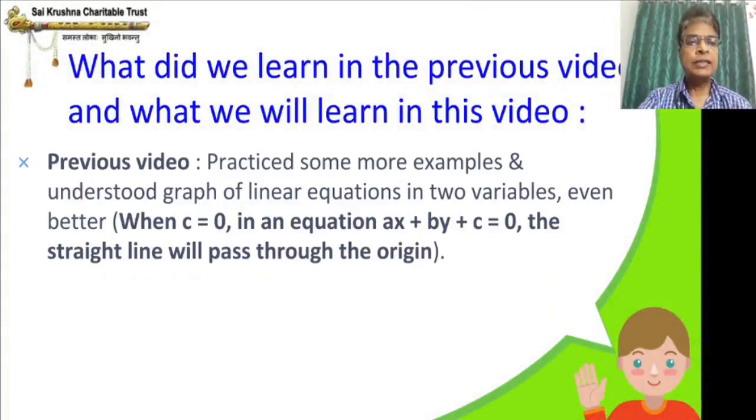Now the last three videos, after practicing examples, we're able to understand how to make a graph for linear equations in two variables. And also in the last video we understood that if c equal to 0 in ax plus by plus c equal to 0, the straight line will pass through the origin and vice versa. In the event the straight line passes through the origin, then c is not there. That's what we should understand, because we are going to use the same concept again.